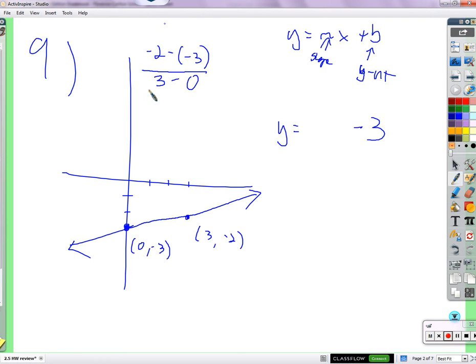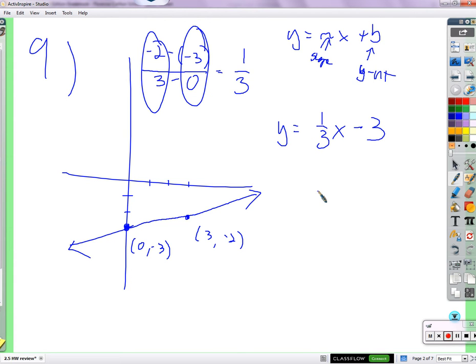Remember, when you're calculating the slope, that these two need to come from the same point, these need to come from the other point, and they do. This comes from the point 3, negative 2, and 0, negative 3 we have there. So negative 2 minus negative 3 is negative 2 plus 3, which is 1, over 3 minus 0, which is 3. So that is the slope, as Caden said. We have the slope 1/3 times x.